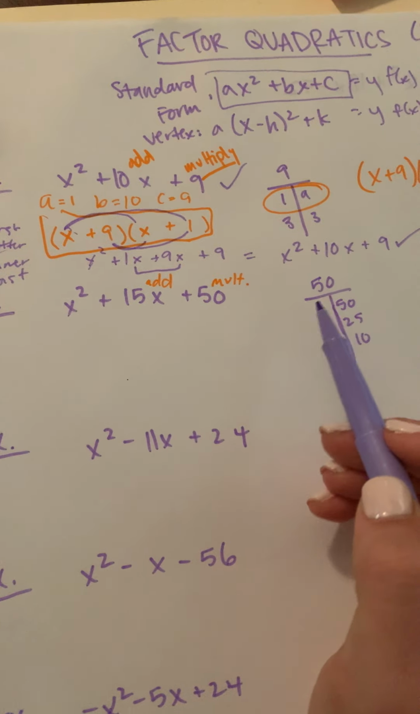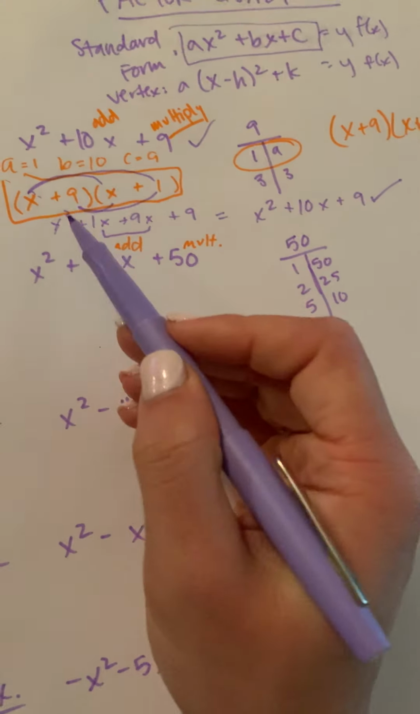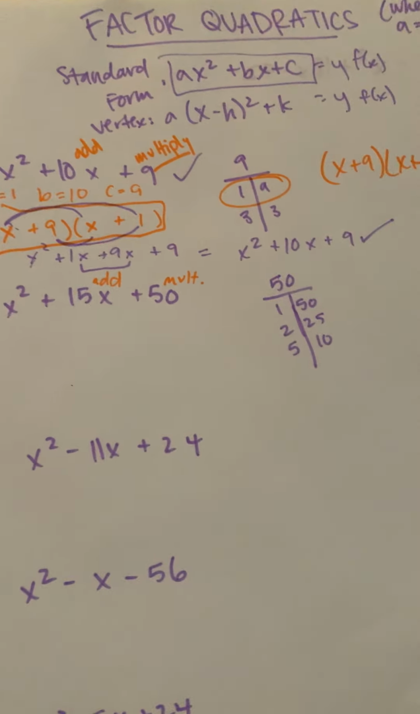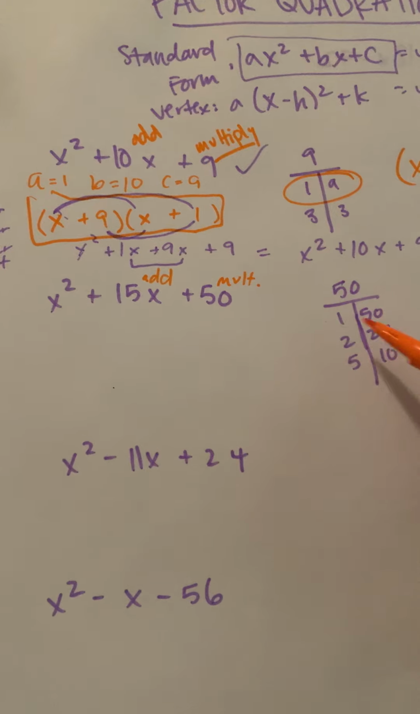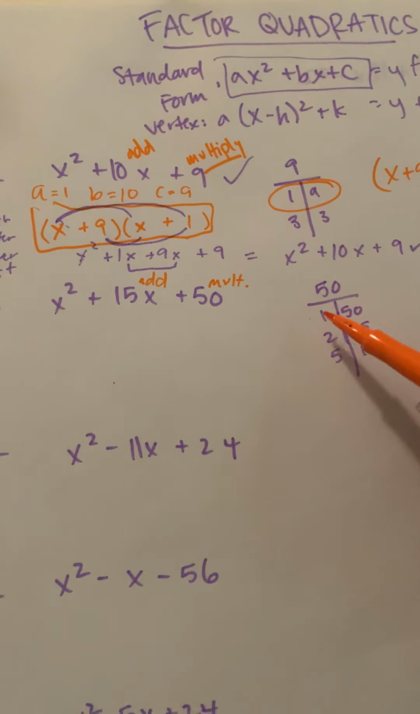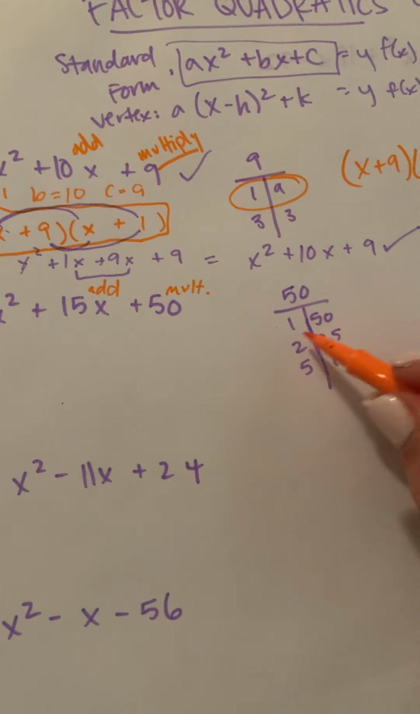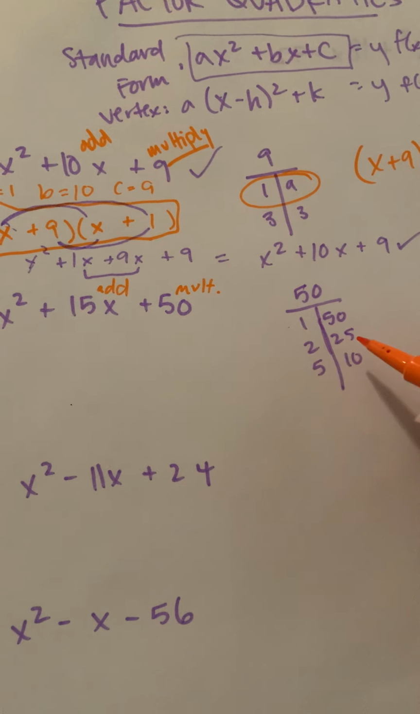So you want to multiply up to 50. These are the options that multiply up to 50. Add up to 15. If you look at it, it's like, okay, 1 plus 50, no. 2 plus 25, that'll make 27. If you add these together, it'd be 51. Or even if you minus them, it would make 49.